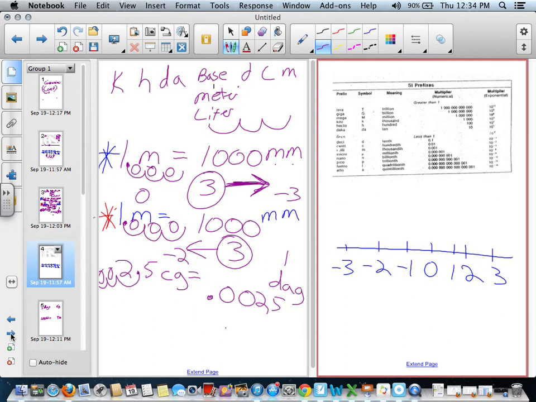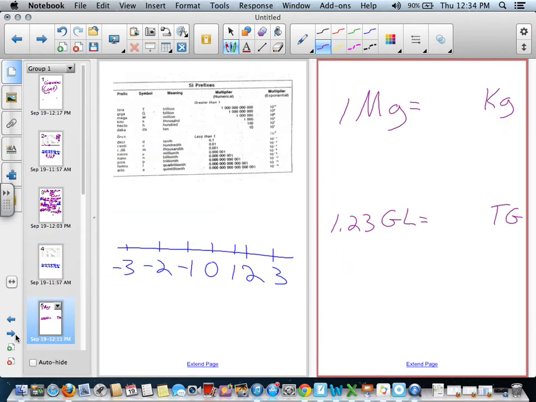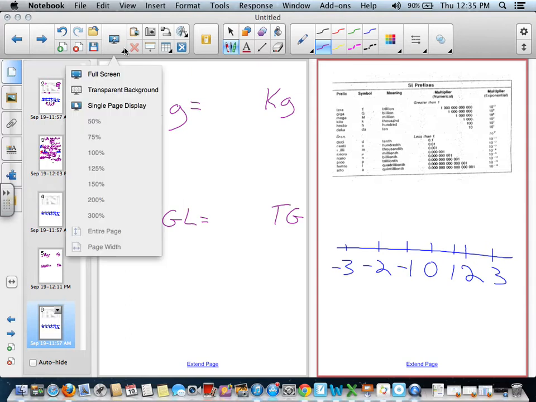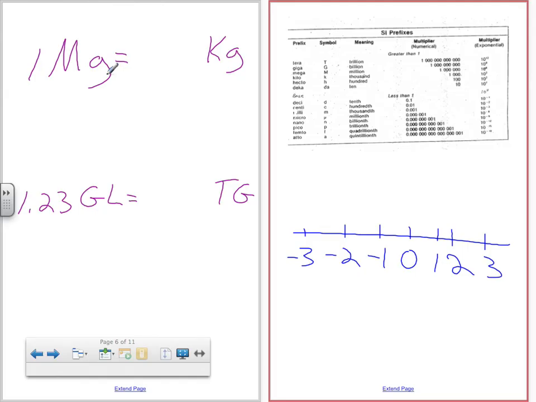All right. Taking a look at the next one here. Oh, full screen. I'm still working through this, so help me, work with me here. All right, so now we have 1 Mg.